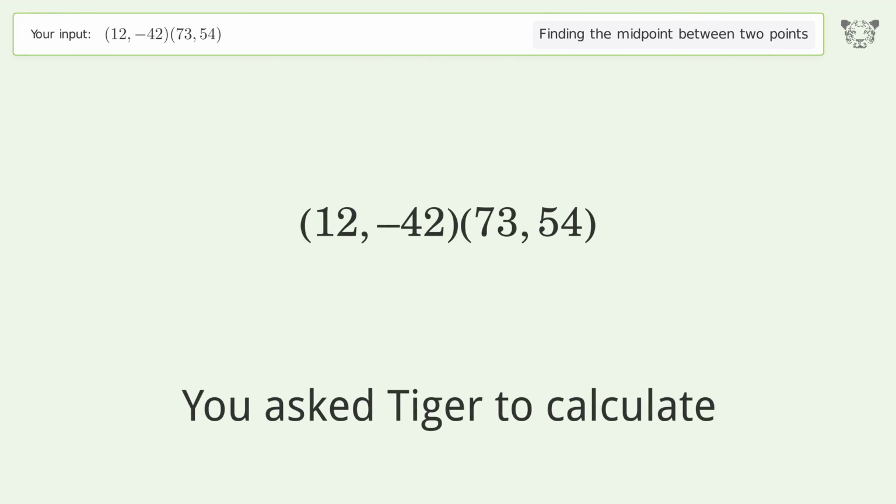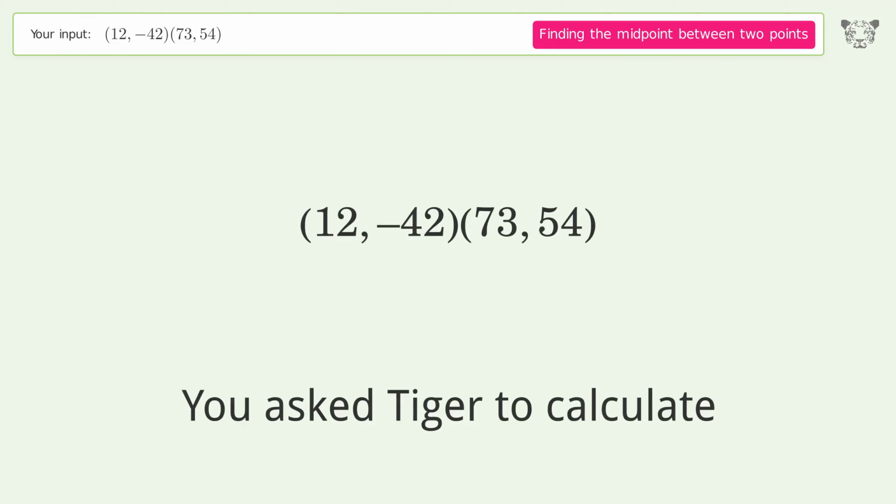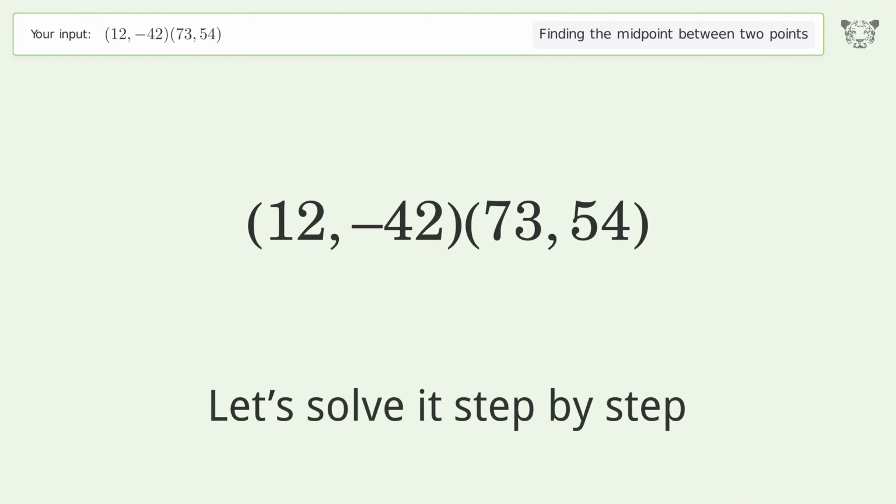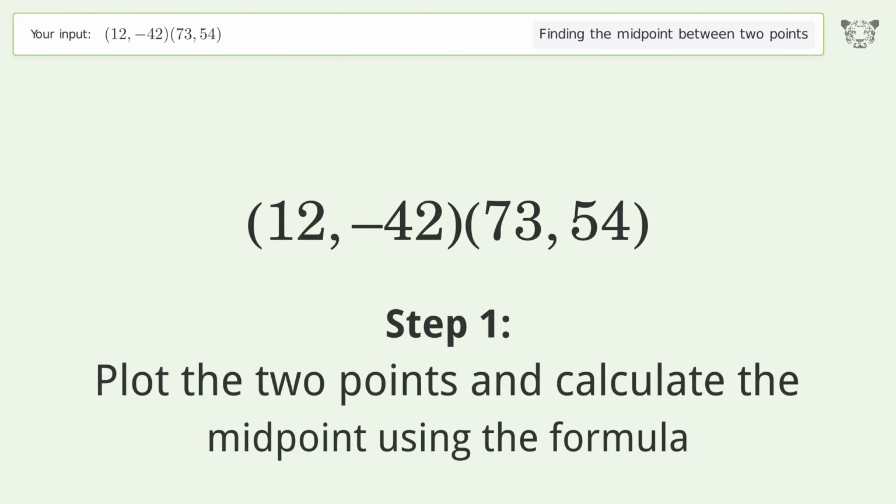You ask Tiger to calculate. This deals with finding the midpoint between 2 points. The midpoint between the 2 points is 42.56. Let's solve it step by step. Plot the 2 points and calculate the midpoint using the formula.